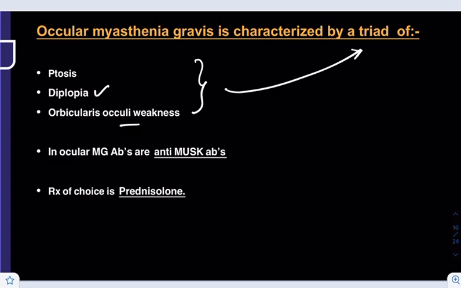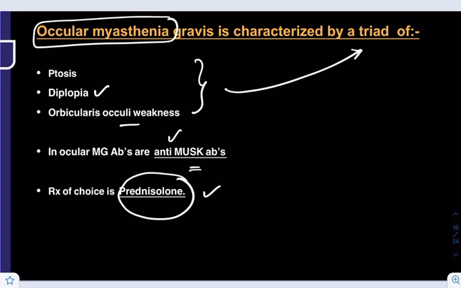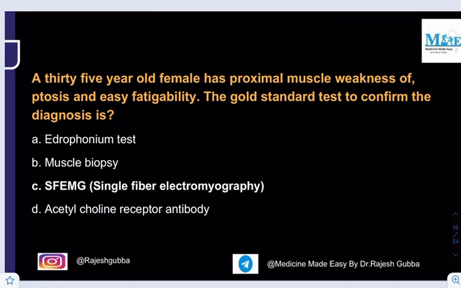And the investigation of choice in case of ocular myasthenia gravis is that the antibodies, that is the anti-MuSK antibodies, are positive. And what is the drug of choice? The drug of choice will be prednisolone. Right, drug of choice will be prednisolone for ocular myasthenia gravis. So this is about the clinical features of myasthenia.